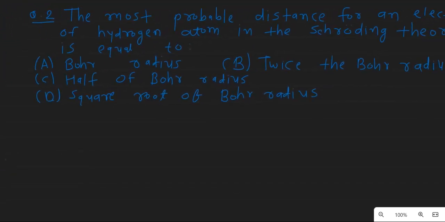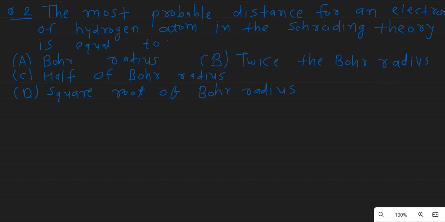Now second question. The most probable distance for an electron of a hydrogen atom in the Schrödinger theory is equal to. So the answer of this question is Bohr radius. This is also a direct question.